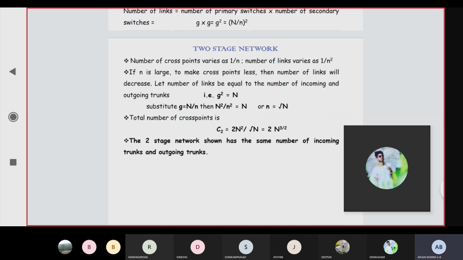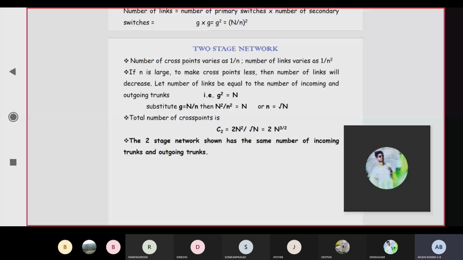Then the number of cross points varies as 1 by n. Then number of links also will vary by 1 by n square. Suppose if n is large, to make cross points less, the number of links will decrease. Number of inlets goes on increasing, means what happened? The cross points will go on decreasing, and also links will decrease because of 1 by n square.